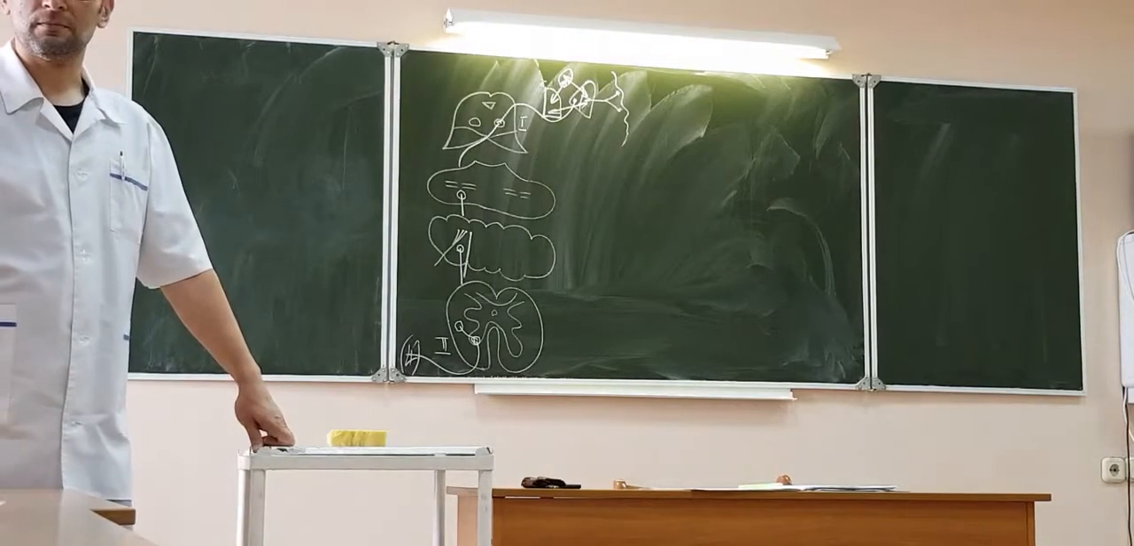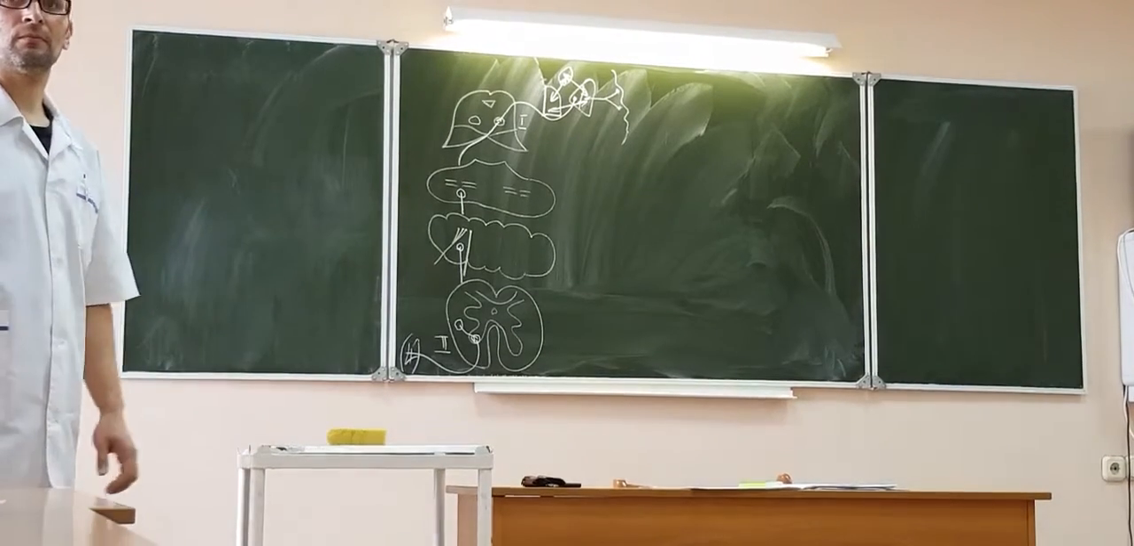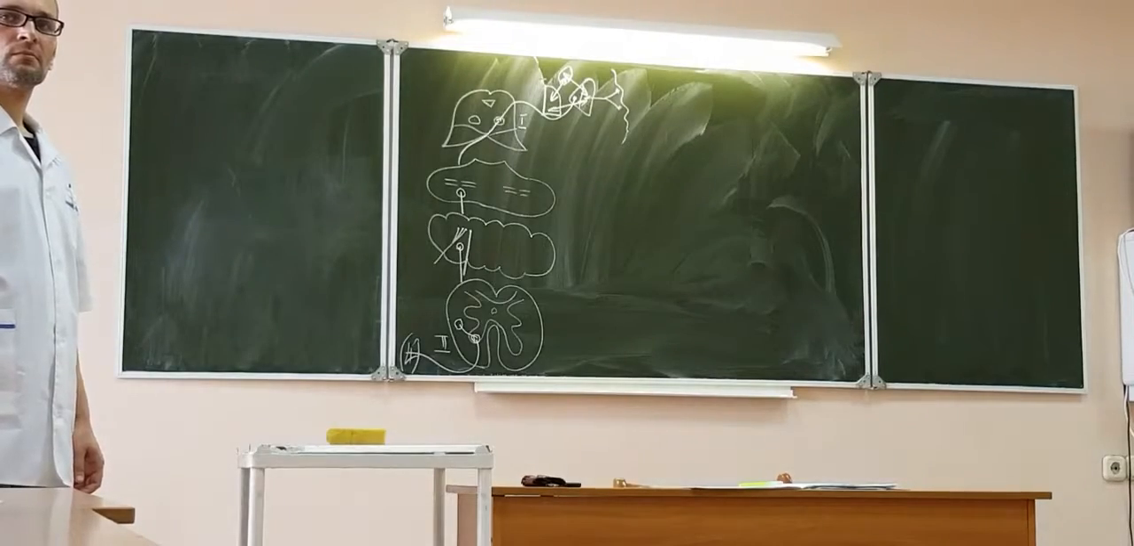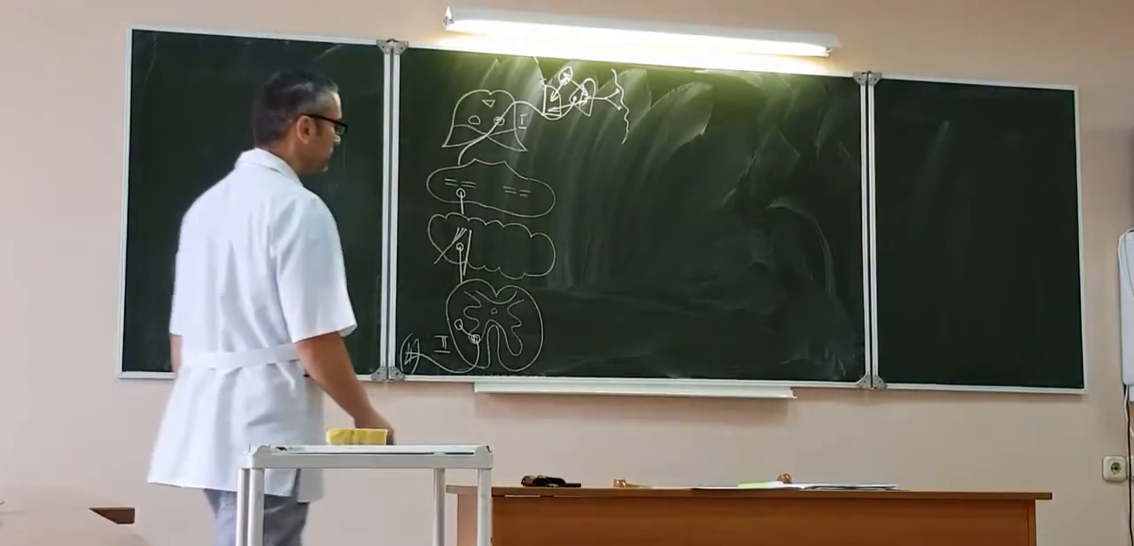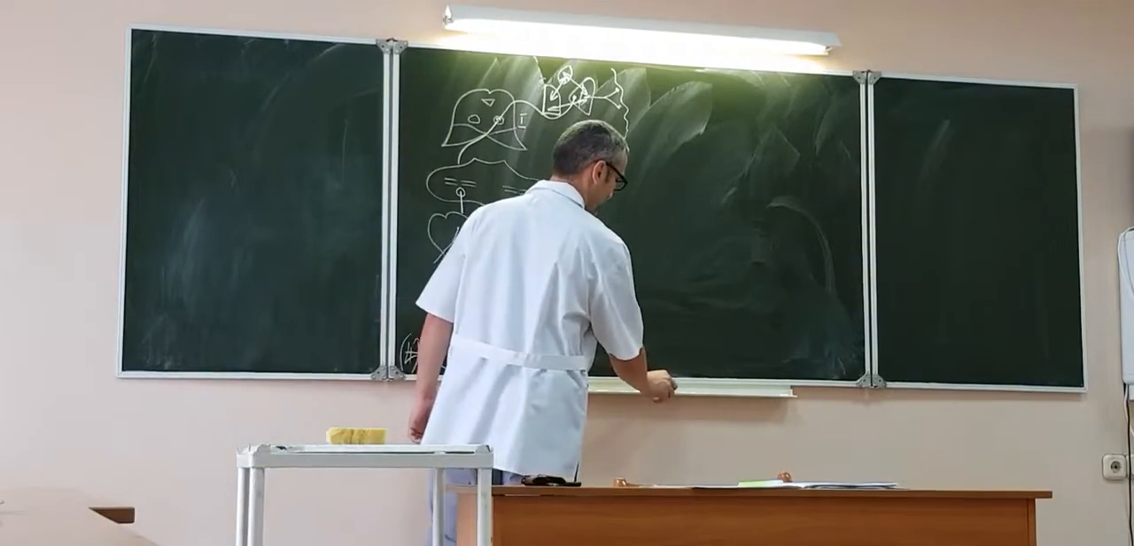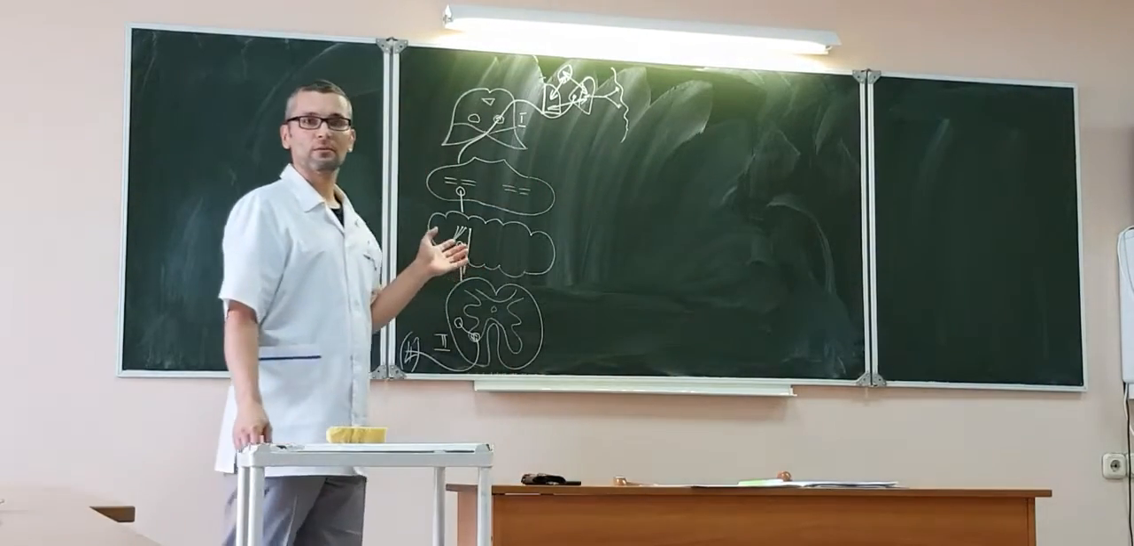Did you understand this or not? So impulses from putamen to cortex are transmitted by the corona radiata. Corona radiata, you are right. Did you understand or not?